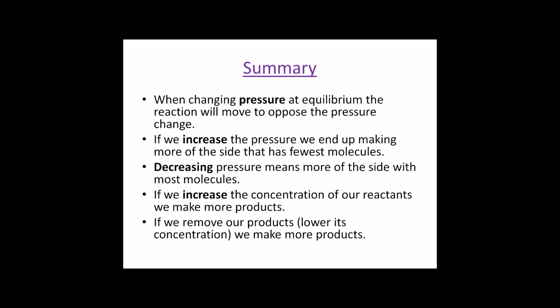If we increase the concentration of our reactants, we make more products when we're looking at concentrations. And if we remove our products, lower the concentration, in other words, we make more of the product. The reaction makes more of the product. More of the reactants react together to make more product. And so this can be all used in a chemical reaction.